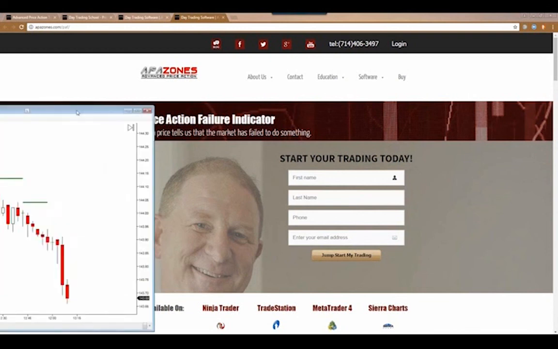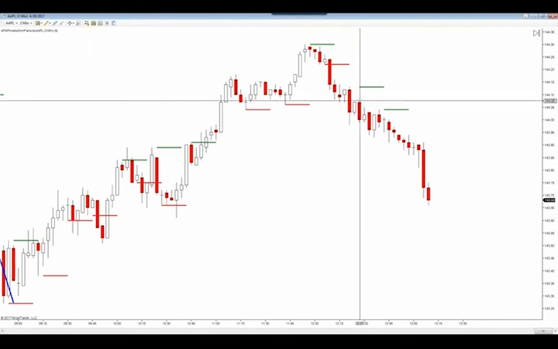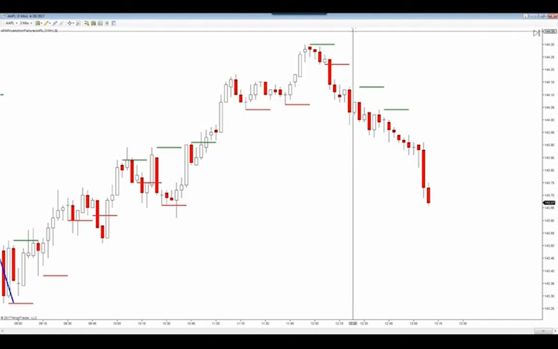And look at what Apple just did right now. So I think that's pretty cool, spotting the top of the day here on Apple the way that it did.